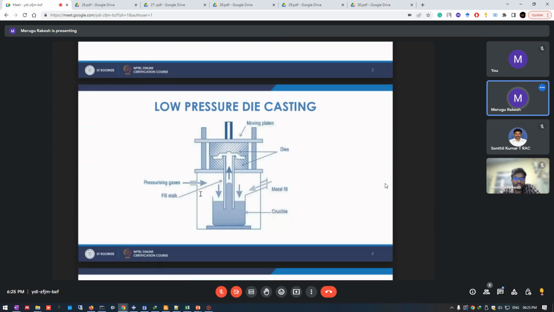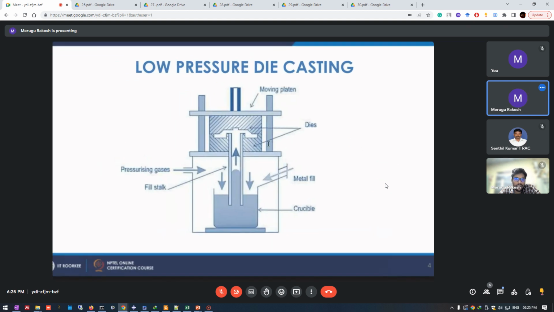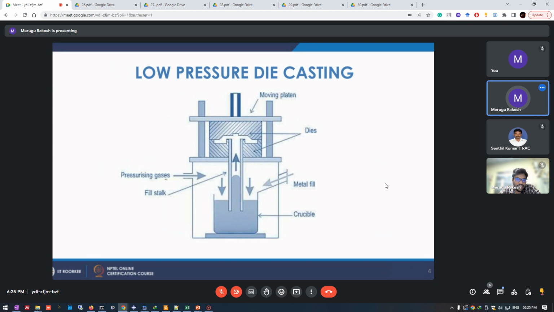Okay, let me show. This is the diagram of low pressure die casting. See in this figure, we are using pressure gases inside so that it will push the molten metal, and this molten metal will travel up and fill the casting. Once it is solidified, we remove the moving plate and remove the casting. That is how we are using low pressure. We are not forcefully forcing the metal into the die, but we are using low pressure. So this is how it works.